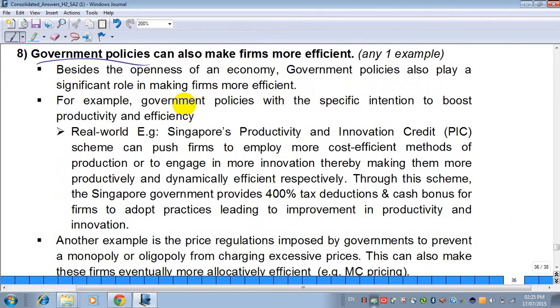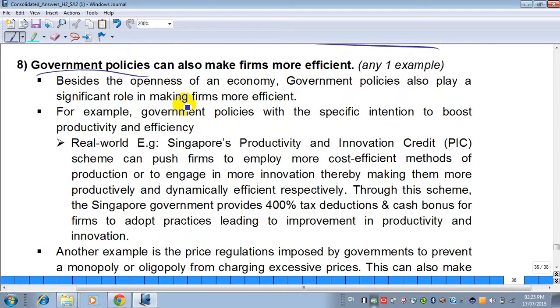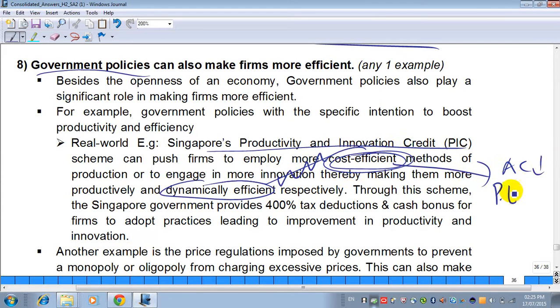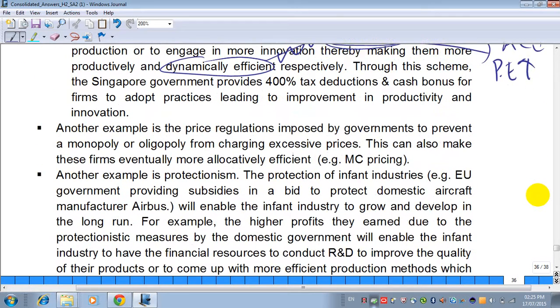So for example, let's talk about the real world. Singapore, and all these examples, please go and memorize. Singapore's productivity and innovation credit scheme is an example of how they push firms to innovate, which increases their dynamic efficiency. Also, because they become more cost efficient, their average cost is going to drop, and this would mean their productive efficiency will increase. So you need to think about how to connect your new creative ideas back to efficiency.